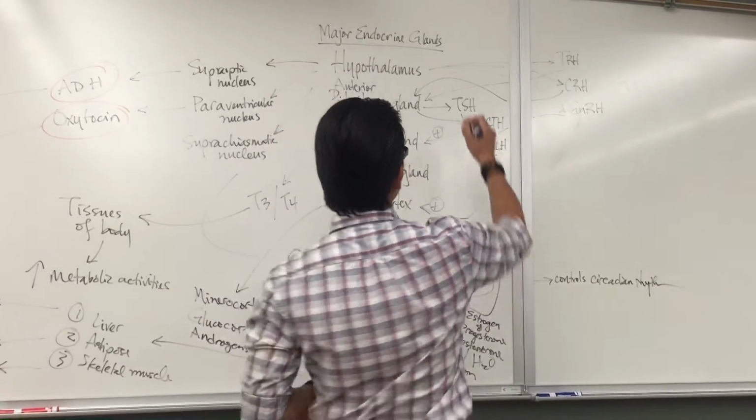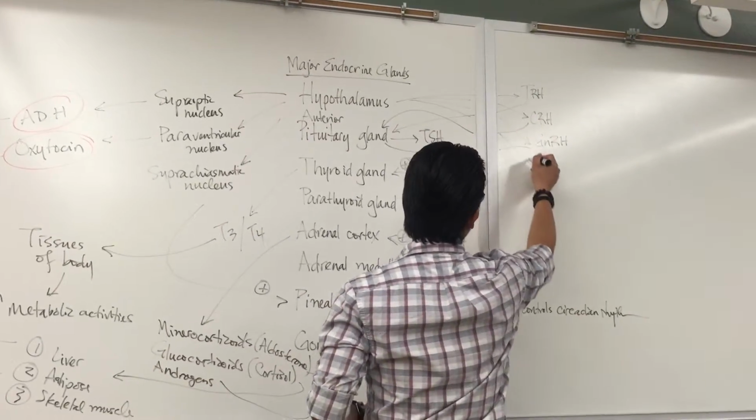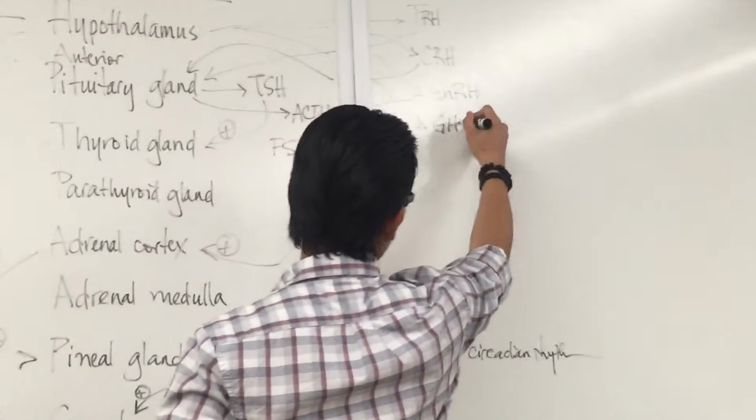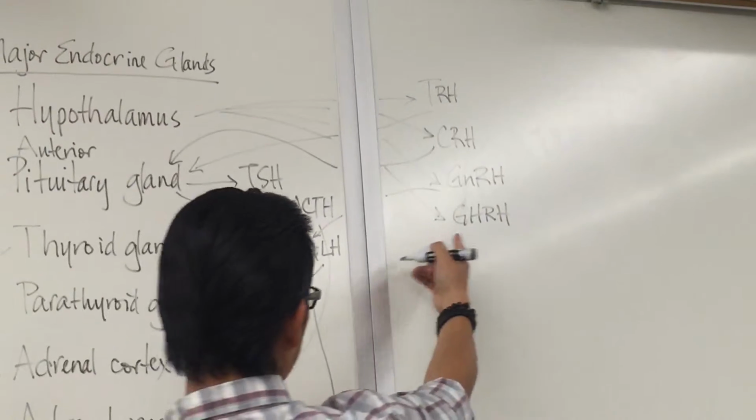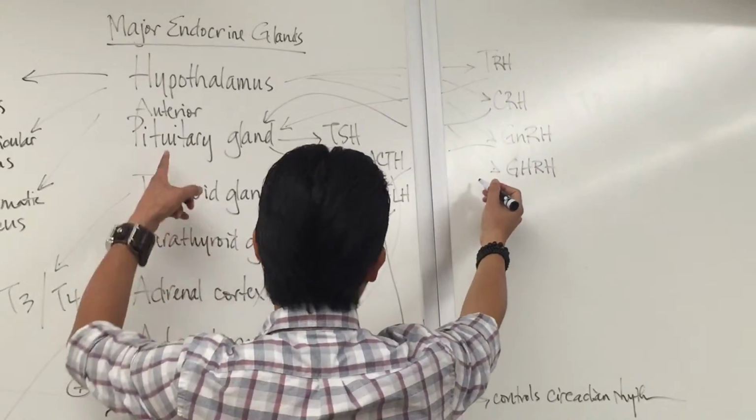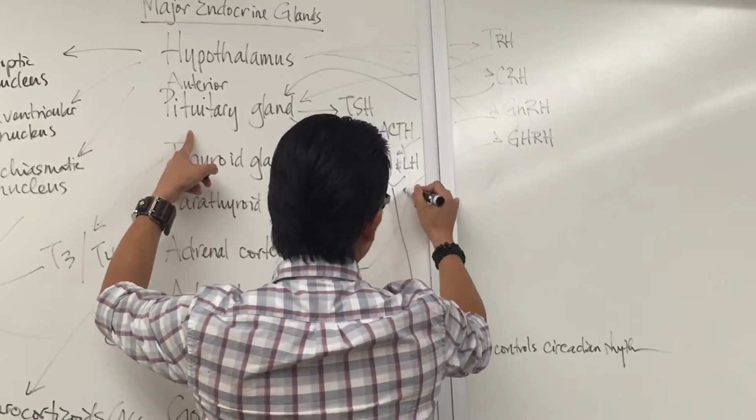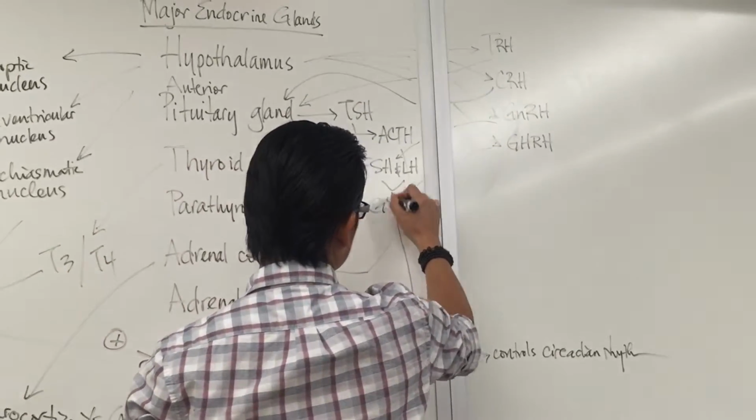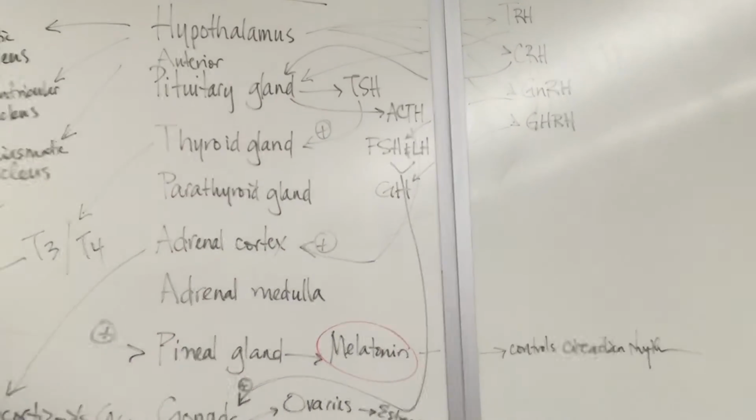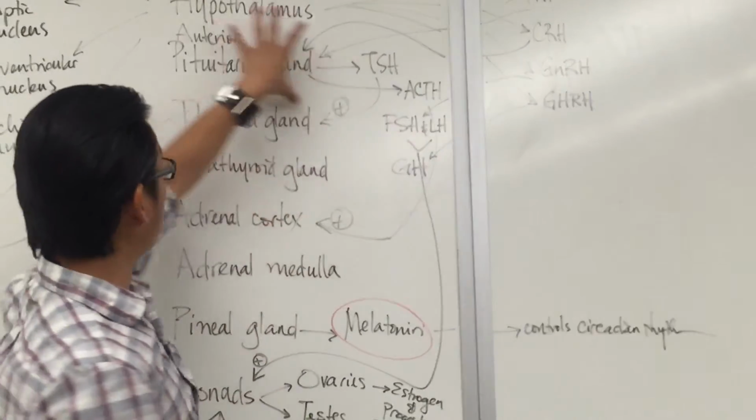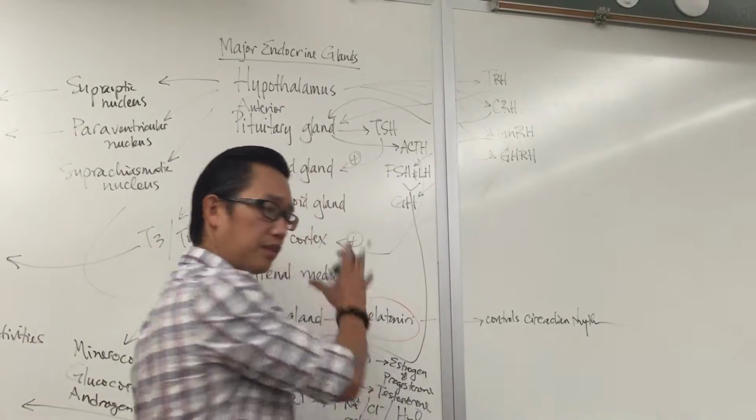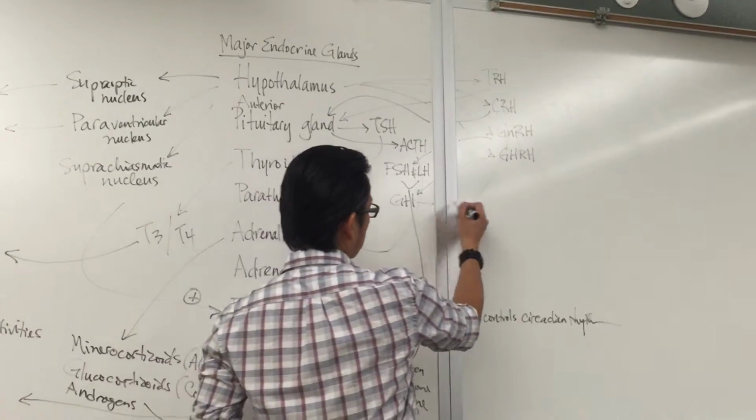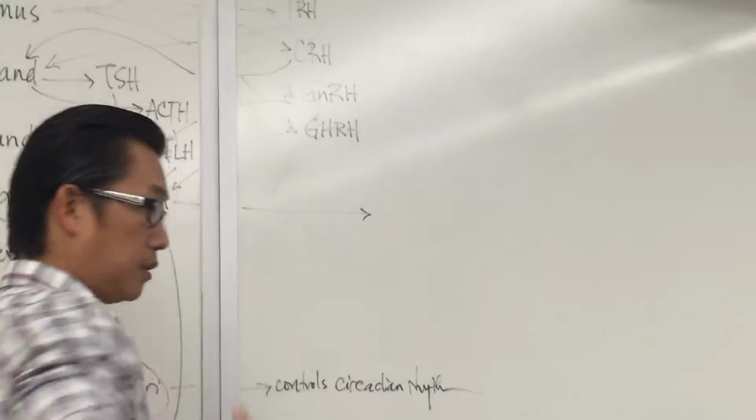Hypothalamus also releases GHRH, which is growth hormone releasing hormone. Growth hormone releasing hormone goes and stimulates the anterior pituitary here to release growth hormone. So all these belong to the anterior pituitary. Growth hormone does not go to any of the other endocrine glands. What it does is it goes to the body.